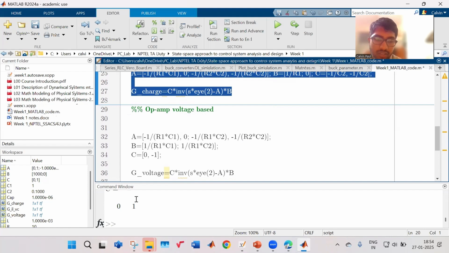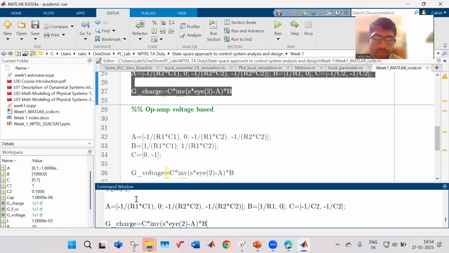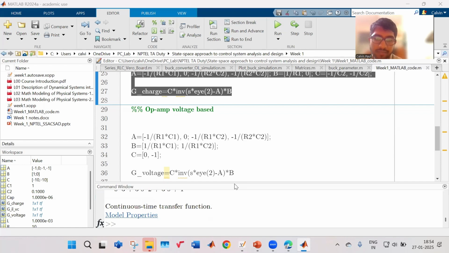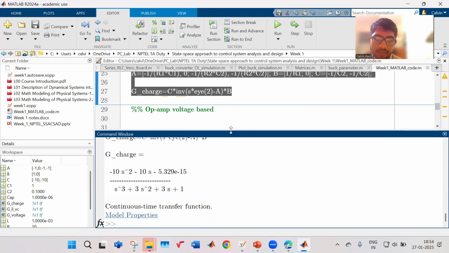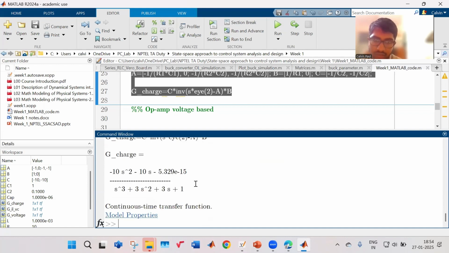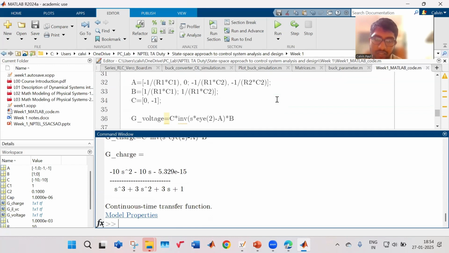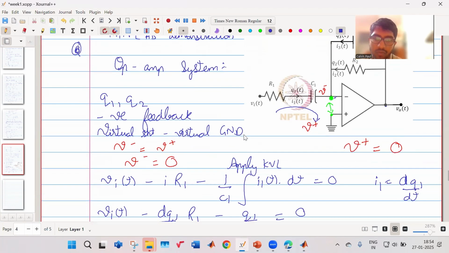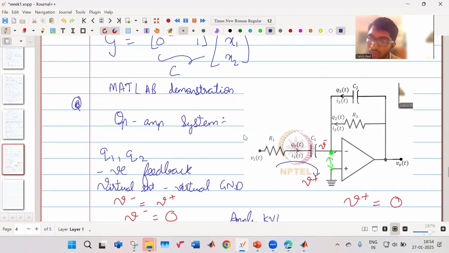Control C, pasted it, I'm running it. So you will see that this is the transfer function which we are getting, based on these ABCD matrices, right? So now we have done it through the charge based method. Let us try the voltage based method.